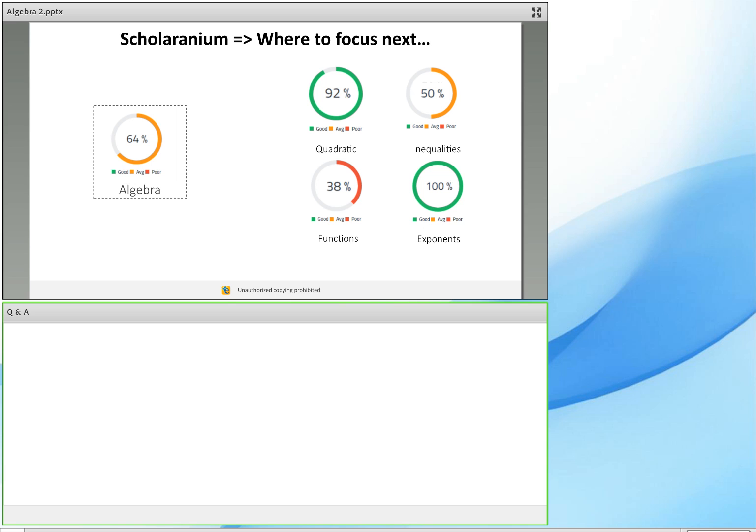And to do that, we have this concept called ability quizzes, where you can take an ability quiz and it can tell you what your strengths are, what your weaknesses are, and clearly, as you can see in this case, that the student needs to focus his energy on functions and inequalities.